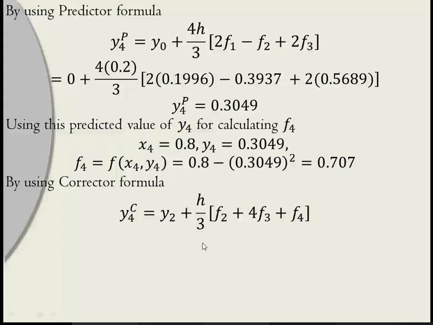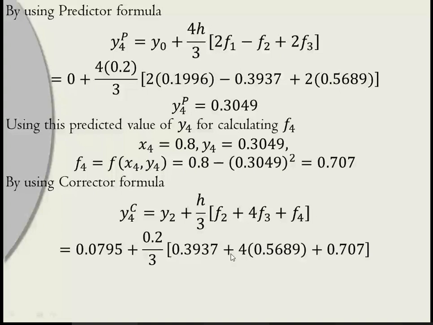If this value and the predictor value match, then we'll get the answer. If it doesn't match, then repeat the steps with new y4. Do the calculation. Simple calculations are there. So the corrected value comes up to be 0.3046. What is the predicted value? 0.3049. And you can see that these two match up to 3 decimal places. That is our requirement. So this is the answer. If these two don't match, then we take this as y4. We calculate new f4 and new y4 again.